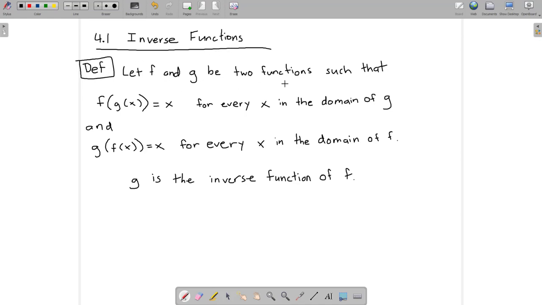Let f and g be two functions such that f of g of x equals x for every x in the domain of g, and g of f of x equals x for every x in the domain of f. Under these conditions, you say that g is the inverse function of f. And the way we denote the inverse, f inverse, is f to the negative 1. Just be careful that you don't mix it up with 1 over f, like a negative exponent. These are not the same. This one is f inverse, and this is something else. This is just 1 over f here.